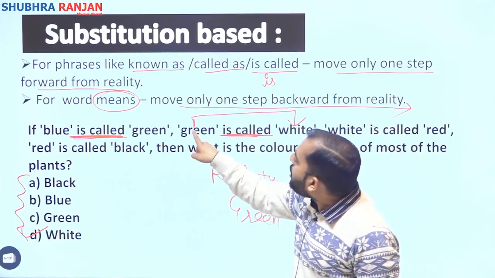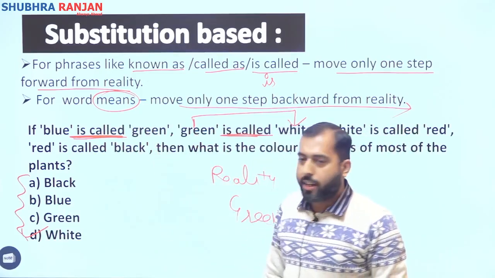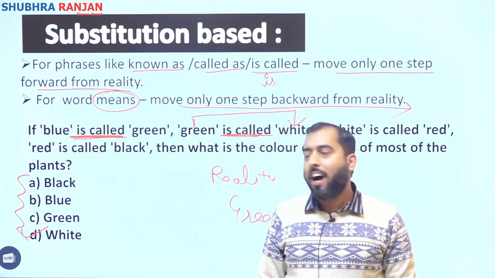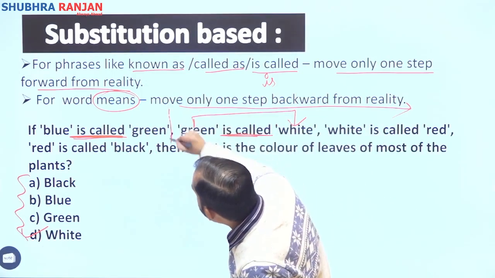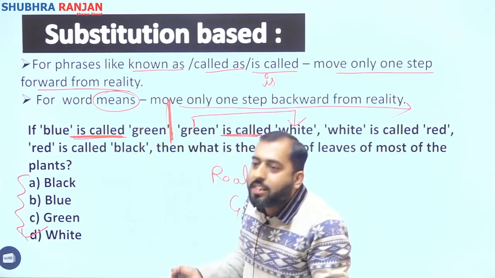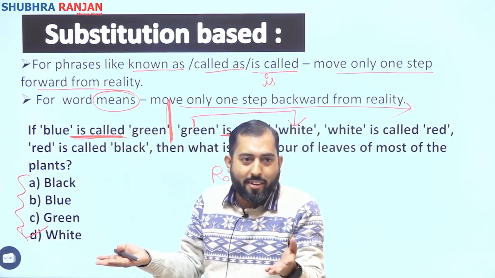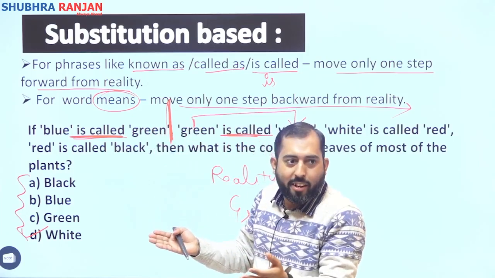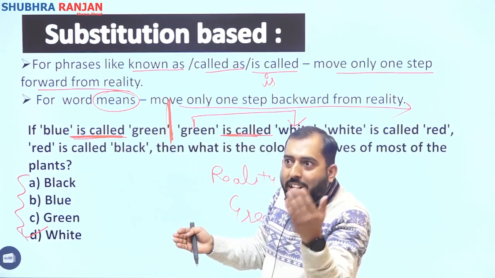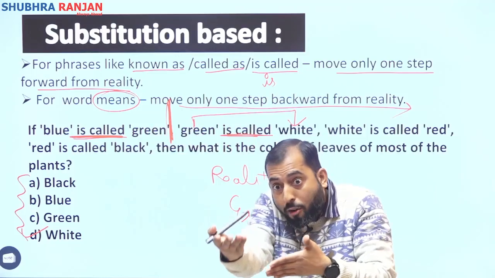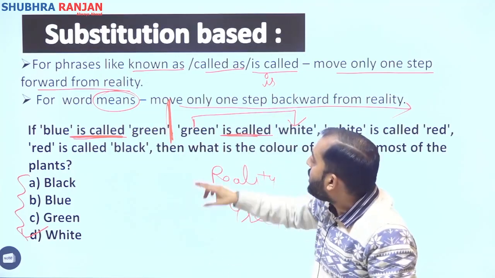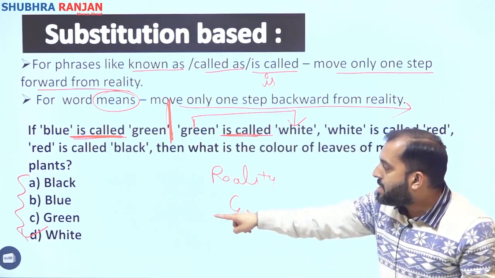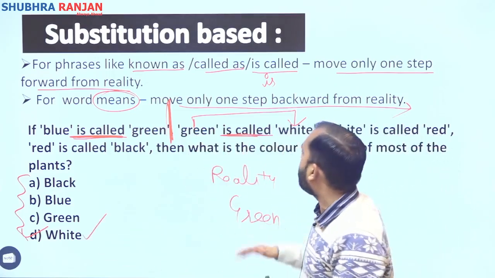Now, why choose this green? Why not this green? Because there is nothing after this green. This sentence is over. How can I go after the end? There is nothing after this green. So I said in these cases, we have to go one step forward. So one step forward from reality is possible for this case only. Right? I hope the answer is white. This is clear to everyone.